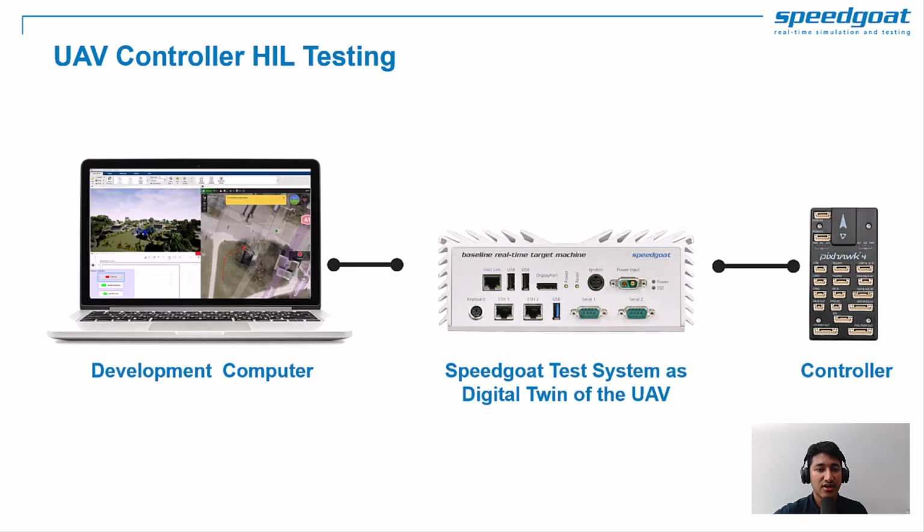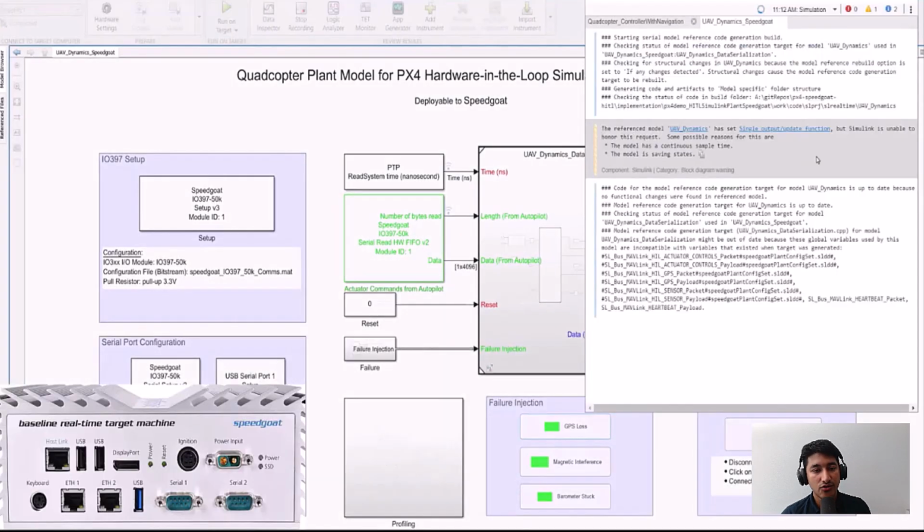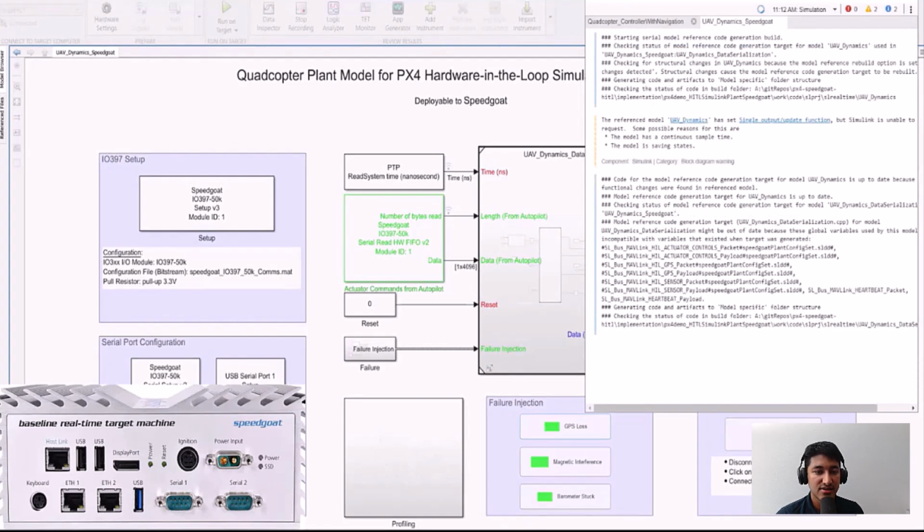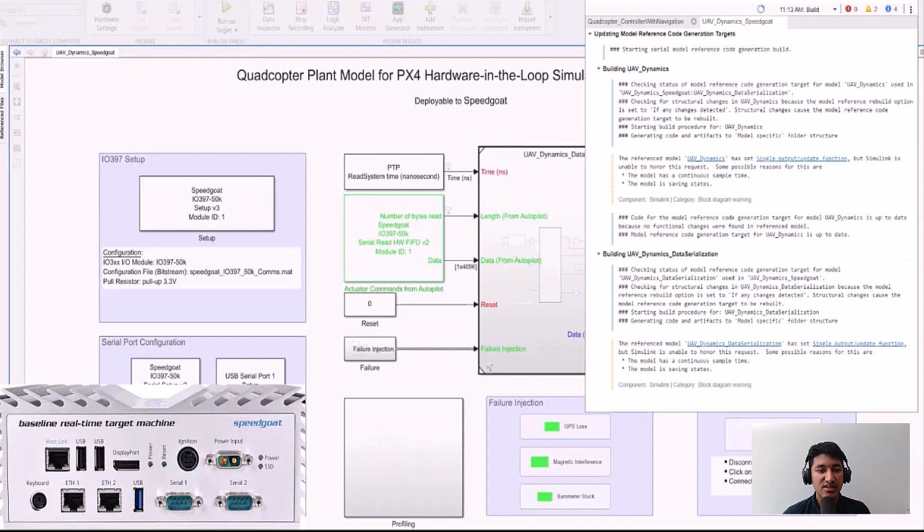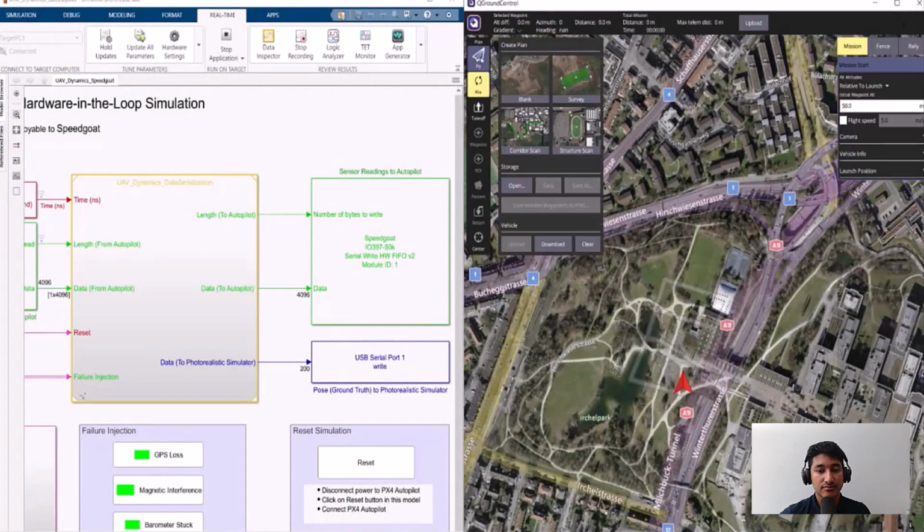So let us go back to the hardware-in-the-loop testing setup, where we show you an example of a UAV package delivery. The plant modeling for the UAV is done in Simulink, and the scenario simulation is done in Unreal Engine. The controller we have used here is a Pixhawk 4, and the controller software is deployed using PX4, an open source flight controller software for drones. Now, we will deploy the plant model of the quadcopter onto the baseline real-time test system. Here, you can see that we have used the IO397 IO module to interface with the Pixhawk 4 controller.